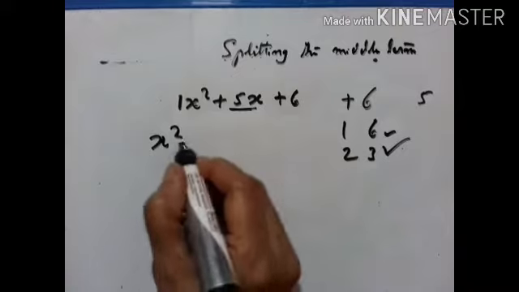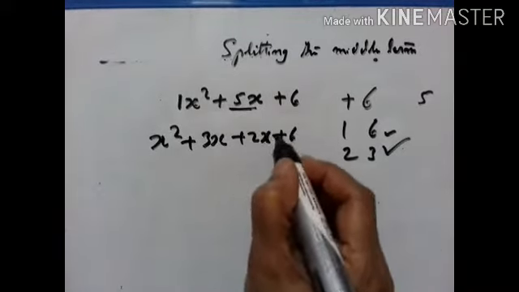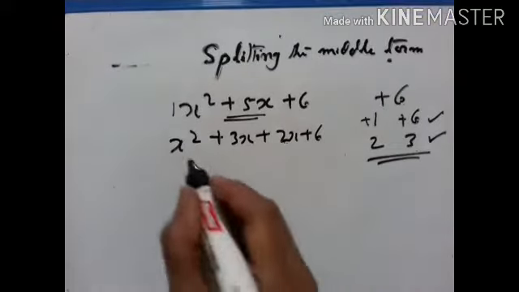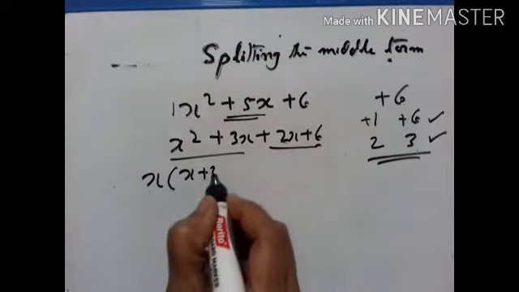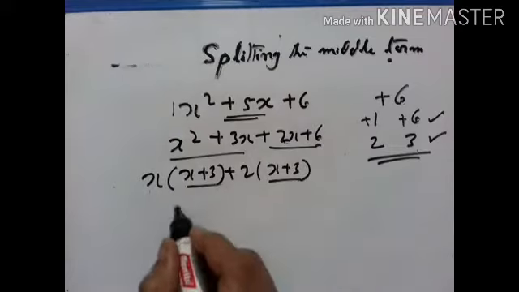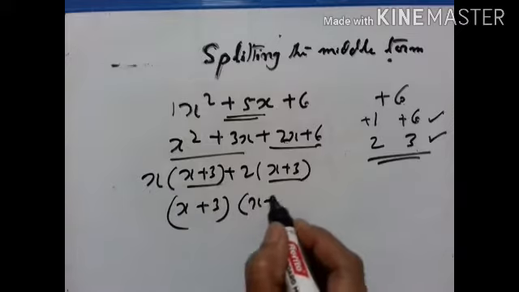So x square plus 3x plus 2x plus 6. We have split 5x into 3x plus 2x. Now let us take the common factor. x into x plus 3 plus 2 into x plus 3. x plus 3 is common. So x plus 3 into x plus 2.